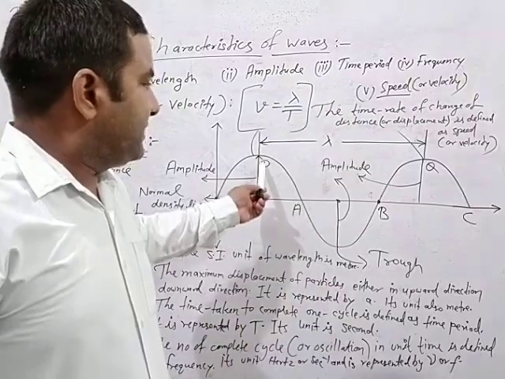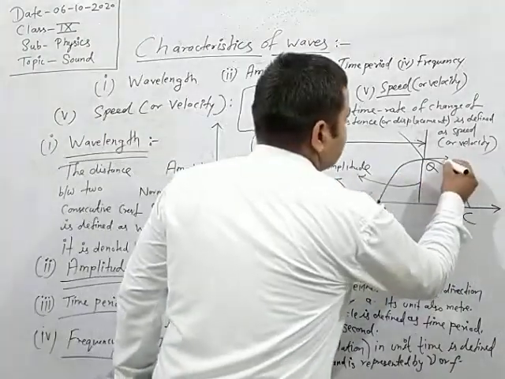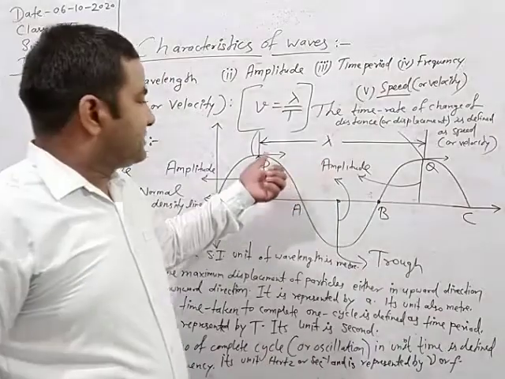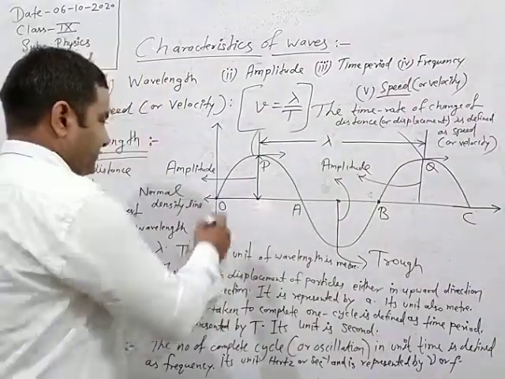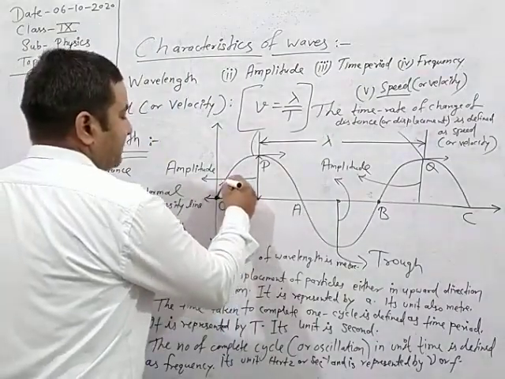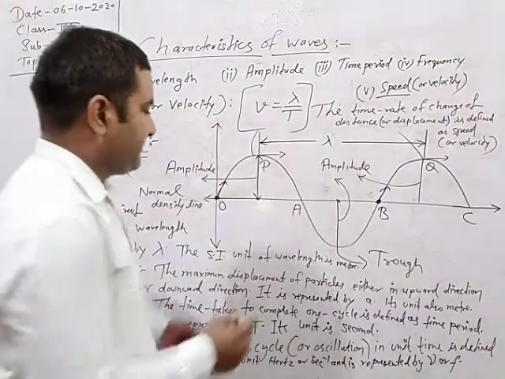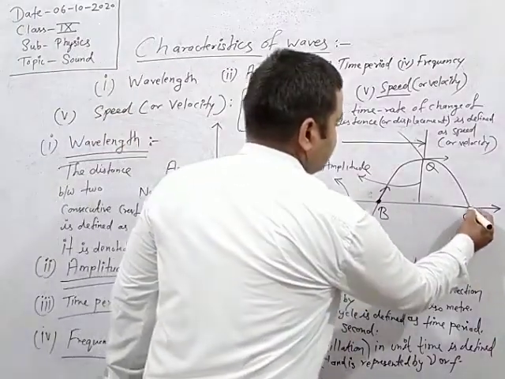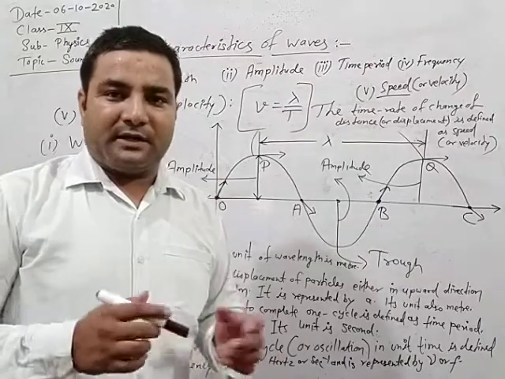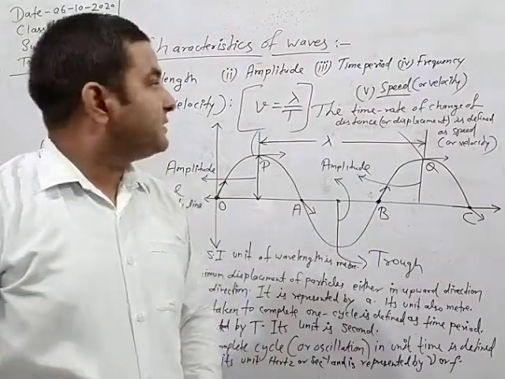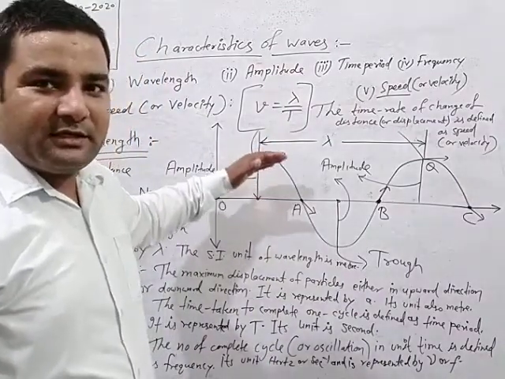Suppose we start from P and go up to Q, because at P the particle's position is in this situation and at Q also in this situation. So between them, the particles are in the same phase, and the distance traveled between same-phase positions is defined as wavelength. Similarly the point O and point B are in the same phase, and we can also take A and C. The minimum distance between particles in the same phase is defined as wavelength.